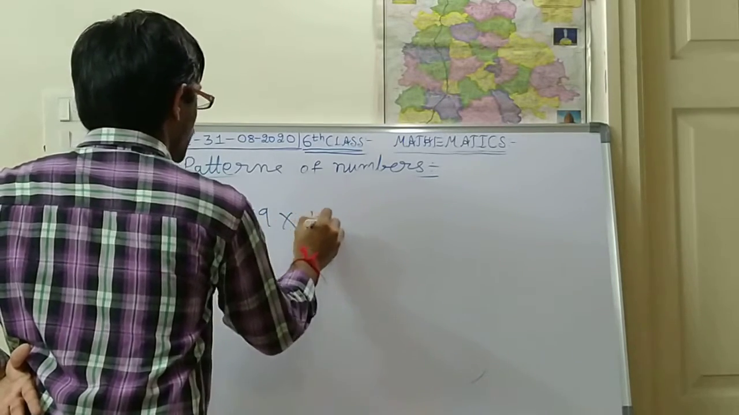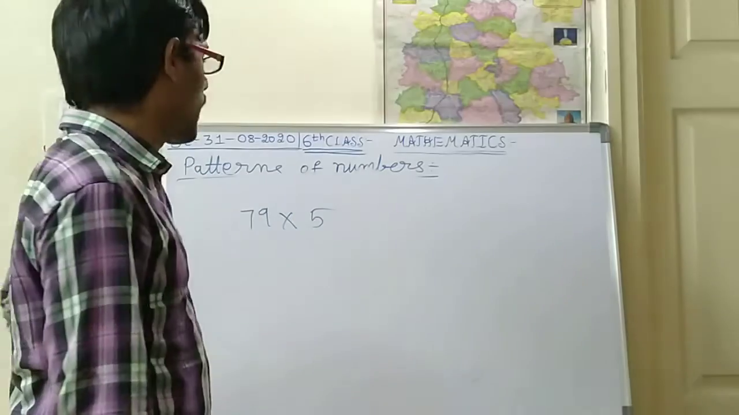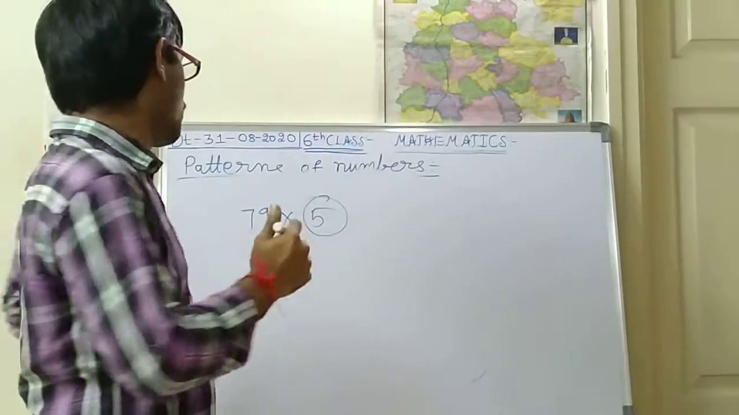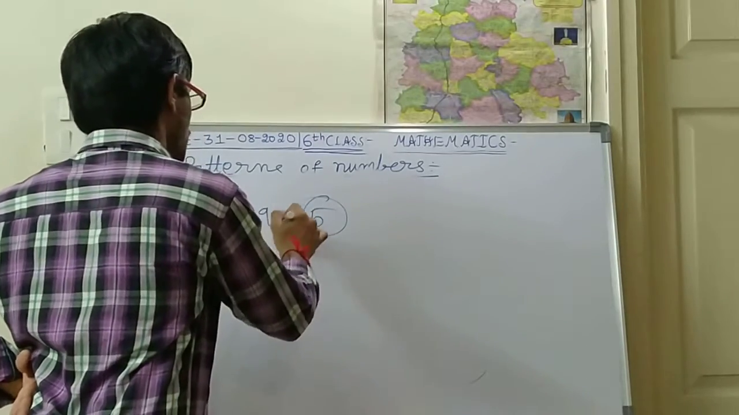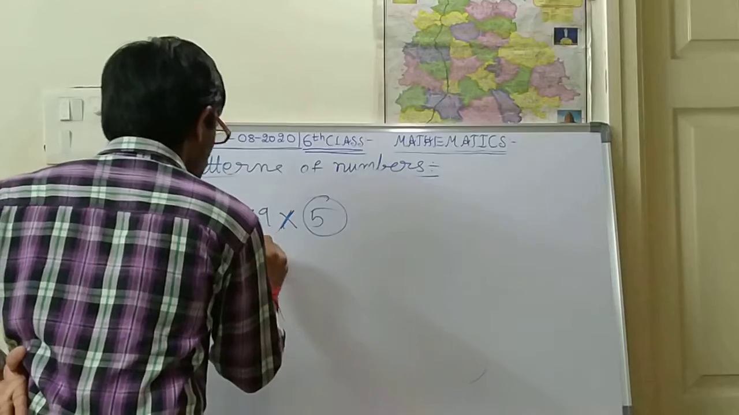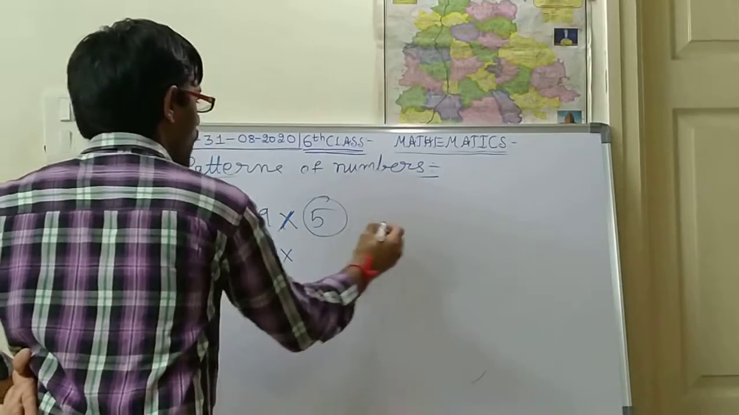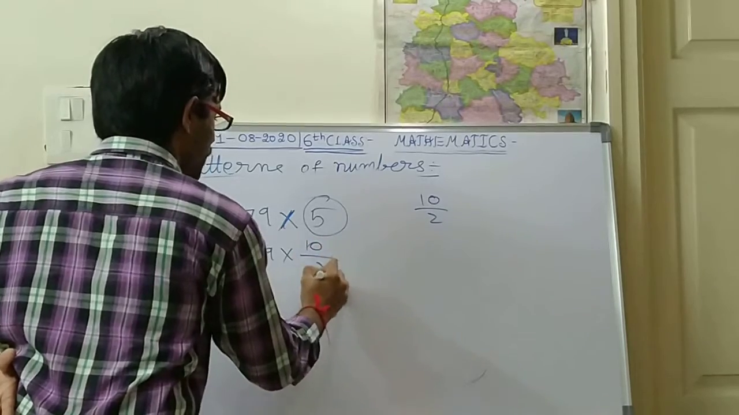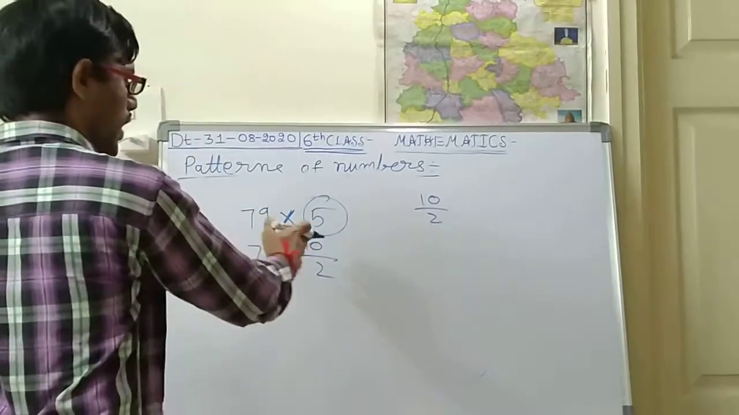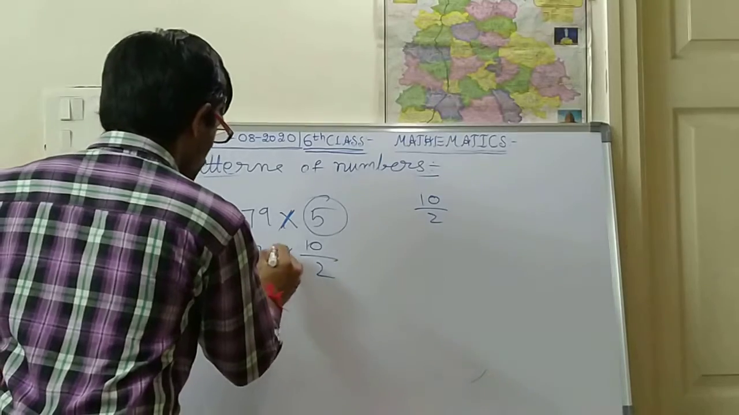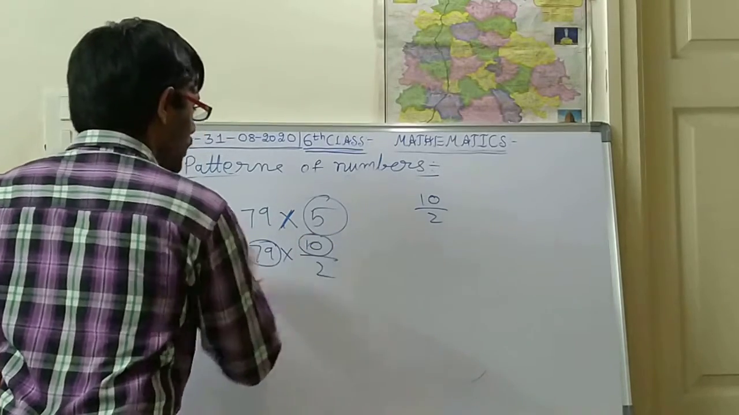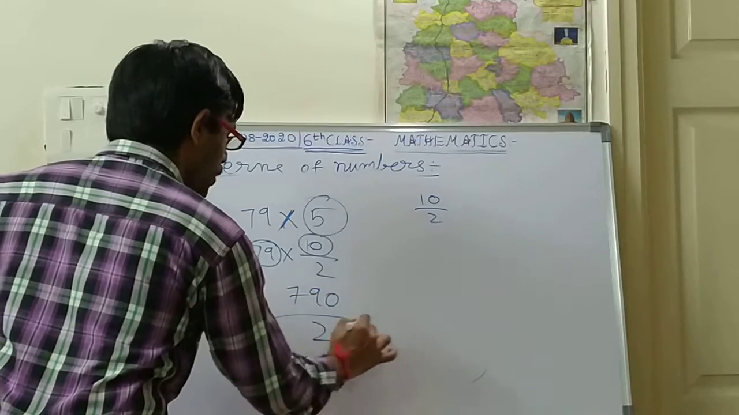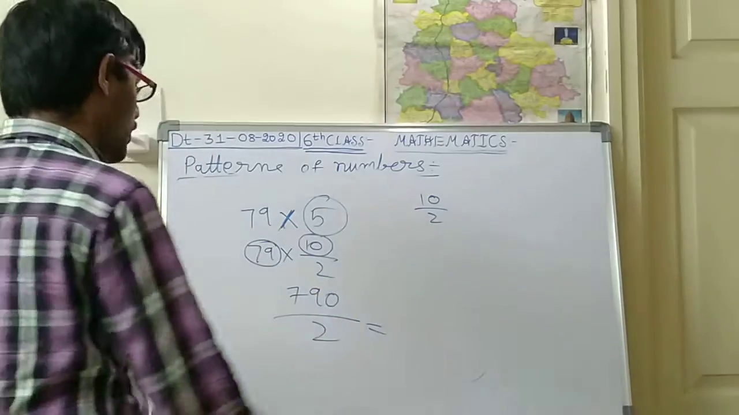79 into 5, we can do division. How can we do the division? 79 into 5 means 10 by 2 is 5 only, no? So 79 into 10 by 2. I have written it like this. So now this whole number into this one. 79 into 10 is 790. 790 by 2. What is the result for 790 by 2?